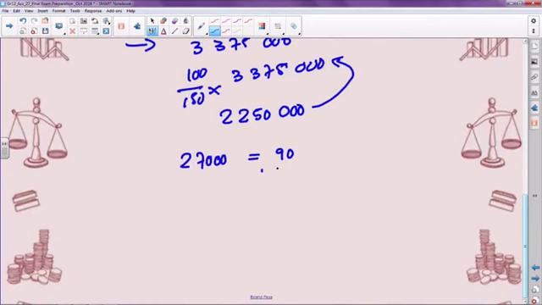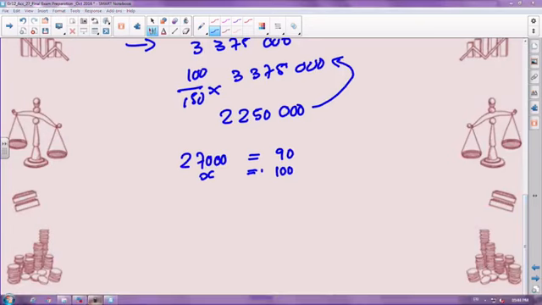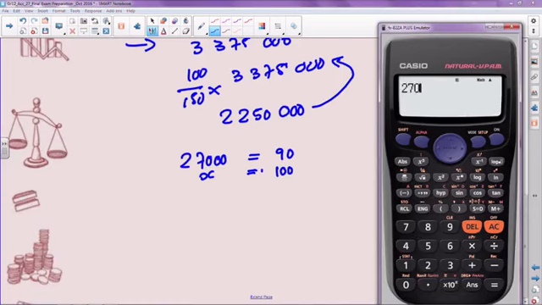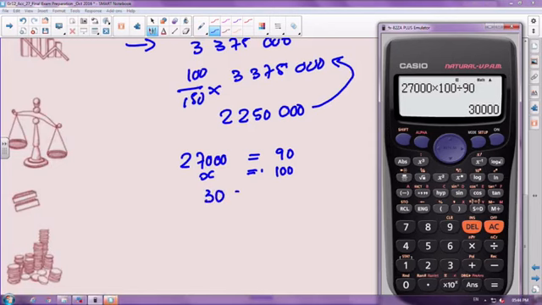What are you trying to determine? The actual cost price of these goods. So you say X is equal to 100%. Let's do our calculation now. All that we do is we take 27,000 times 100 divided by 90, and this is equal to 30,000 Rand. Voila.